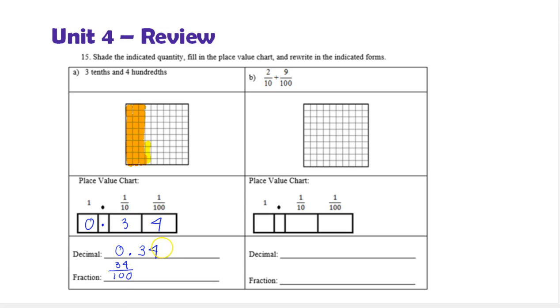And that's actually how we say this decimal in words too. This would read 34/100. A lot of times that can be a lot to say, so we say 0.34. But 34/100 really has more meaning. Let's look at the next one.